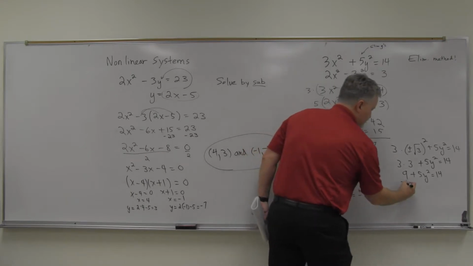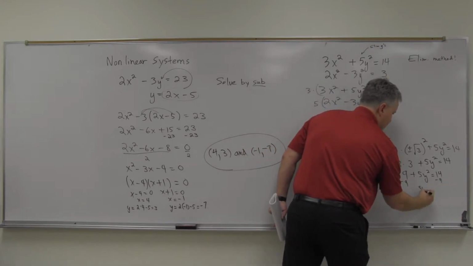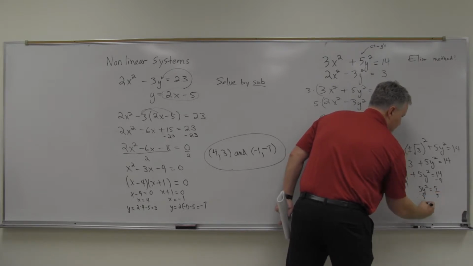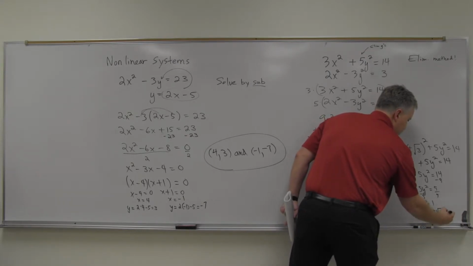Now just solve for y, so subtract the 9, divide by the 5, that works out pretty good. Y squared equals 1. So again, y would be plus or minus square root of 1, which is just plus or minus 1.